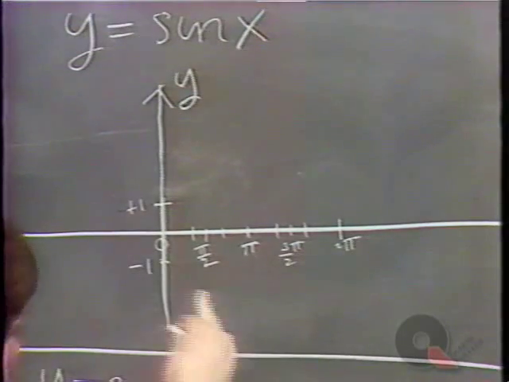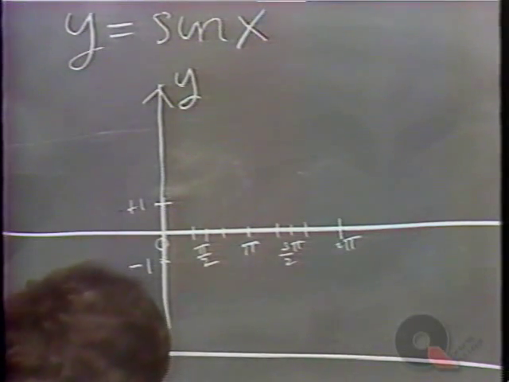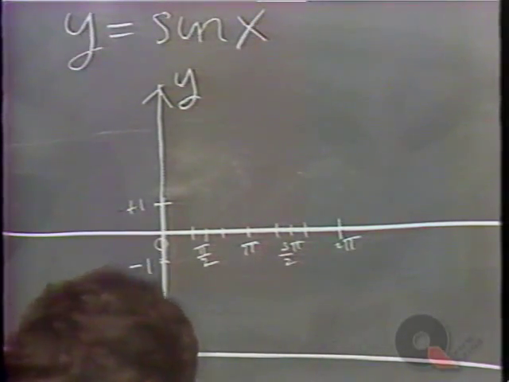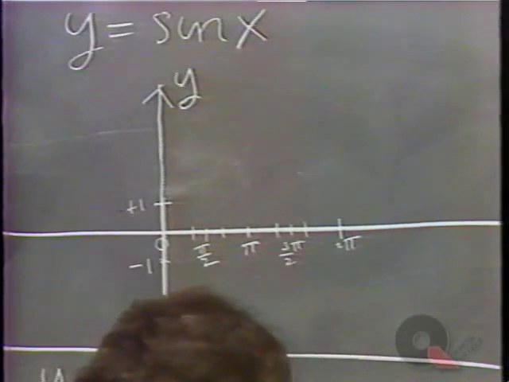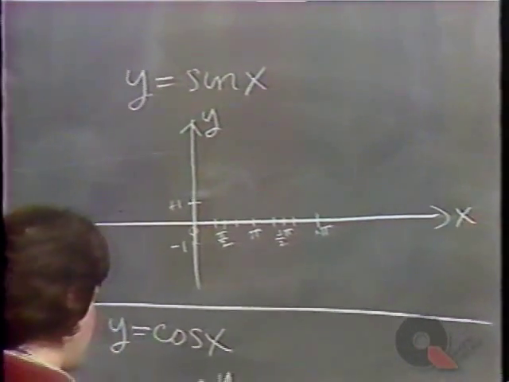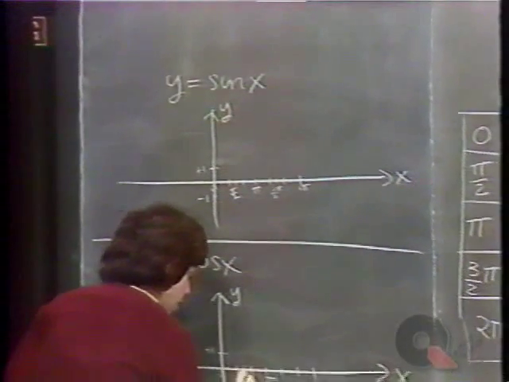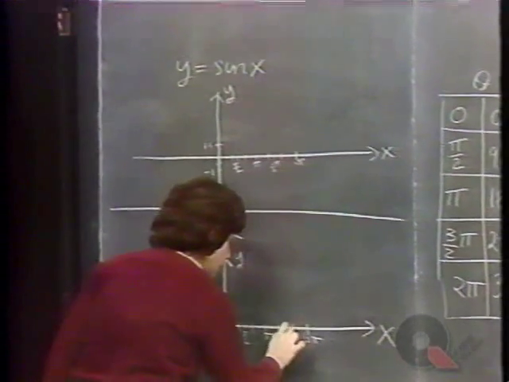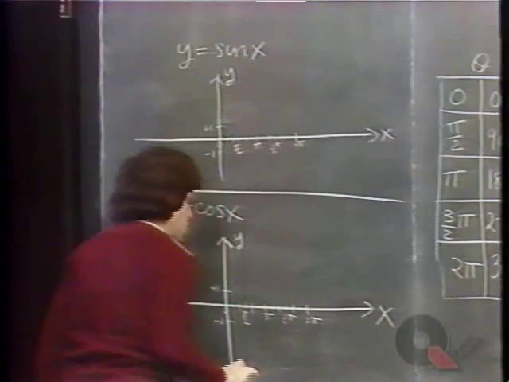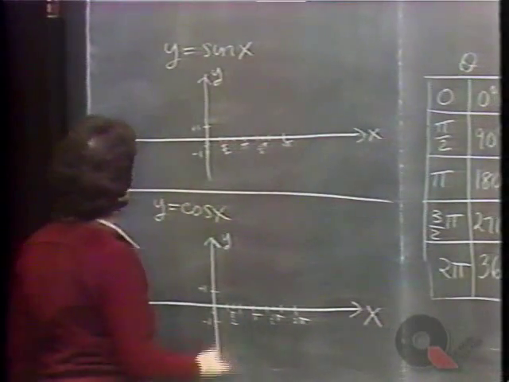All right, and the same thing, we'll mark off these axes the same way. This is 0, this will be pi, this will be 2 pi, which is about 6, pi over 2, and 3 halves pi. And now we're ready to sketch the graphs of these functions.